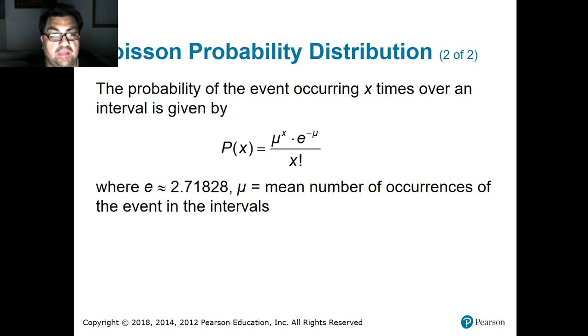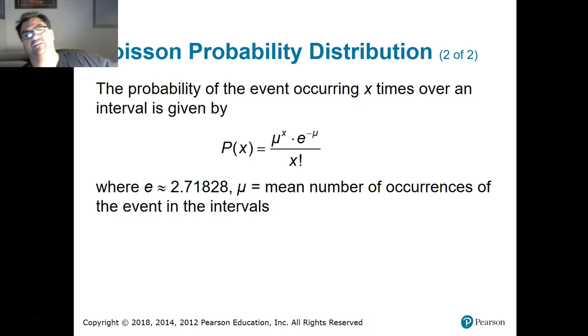The probability of an event occurring x times over an interval is given by P of x equals mu to the x power, e to the minus mu, over x factorial. You might want a calculator if you're going to calculate this one. I'm going to write that down. P of x.